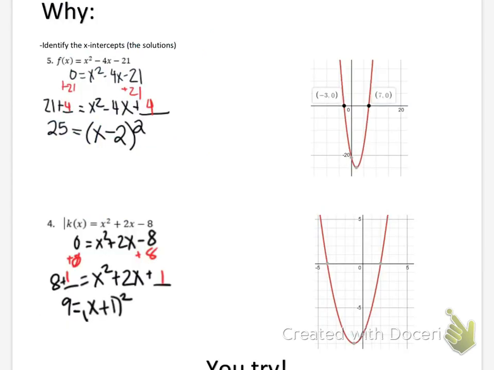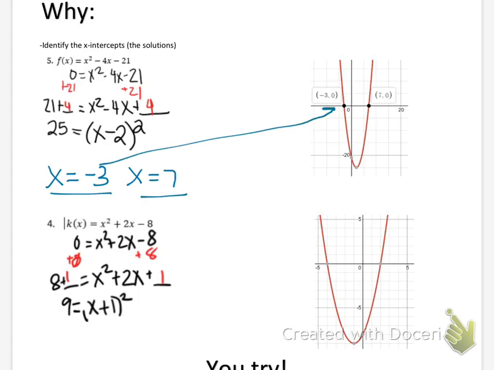So now we want to look at why are we doing this. So we're doing this because we can identify the x-intercepts from the solution. So for number 5, I already completed the square for you. Go ahead and solve this for x, and you'll see that when you solve for x, you should get that x equals negative 3 and x equals 7. Well, let's look at that. X equals negative 3 directly corresponds to this x-intercept.